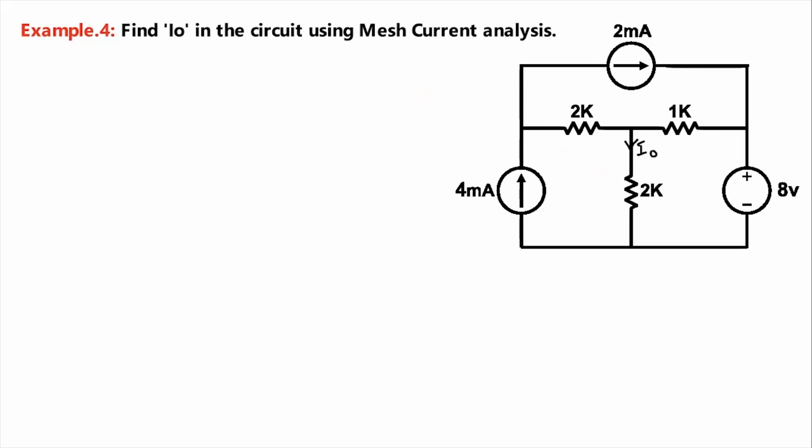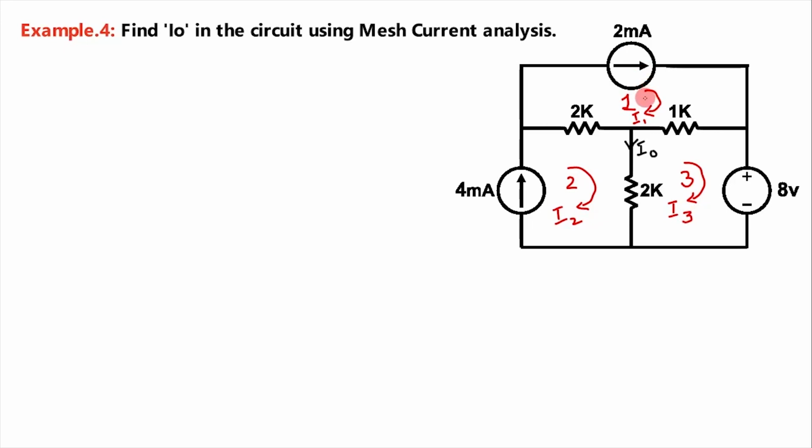In this example, we are asked to find the current I0 using mesh current analysis. See here, as we have done earlier, first of all, we will mark the 3 meshes. Let this be mesh 1, mesh 2 and this is mesh 3, and the current flowing in mesh 1 is I1, current in mesh 2 is I2 and the current in mesh 3 is I3.